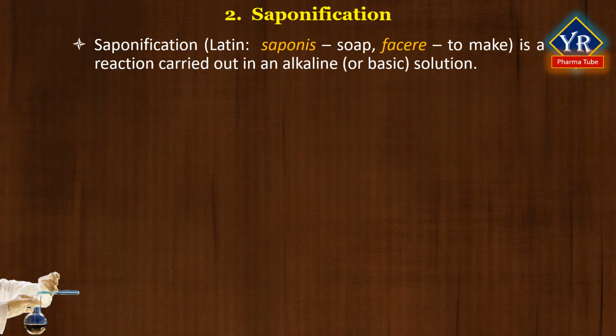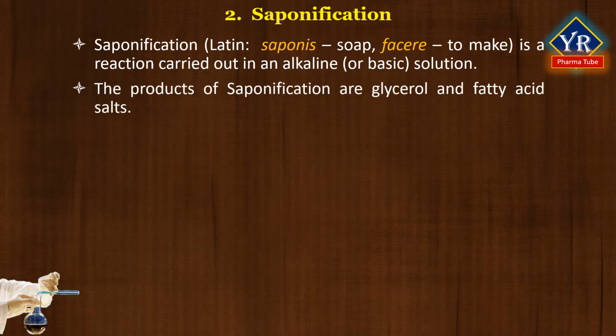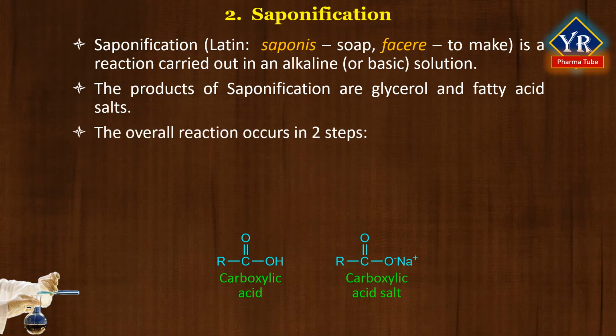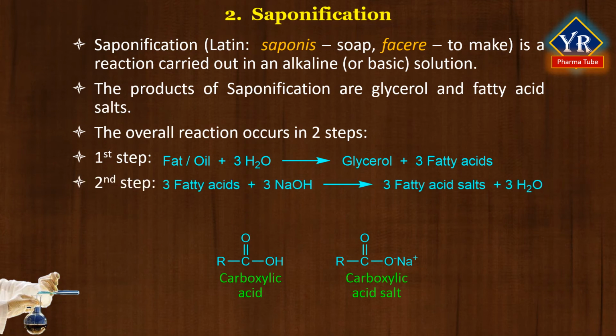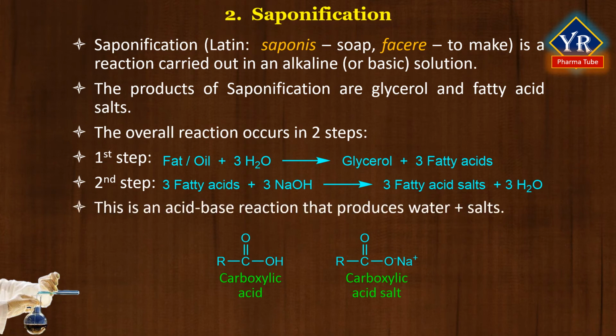Saponification is also a hydrolysis reaction that is carried out in an alkaline or basic solution. For fats and oils, the products of saponification are glycerol and fatty acid salts. The overall reaction of triacylglycerol saponification can be thought of as occurring in two steps. The first step is the hydrolysis of the ester linkages to produce glycerol and three fatty acid molecules. The second step involves the reaction between the fatty acid molecules and the base, usually sodium hydroxide, in the alkaline solution. This is an acid-base reaction that produces water plus salts.